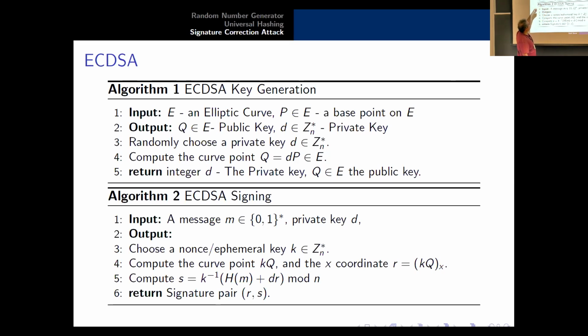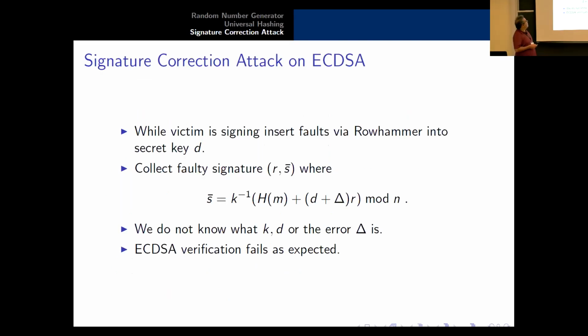Oh, yeah, it's the R coordinate of K times Q. And that has to do with the nonce K, right? It's a function of the key. So this is going to be our target.